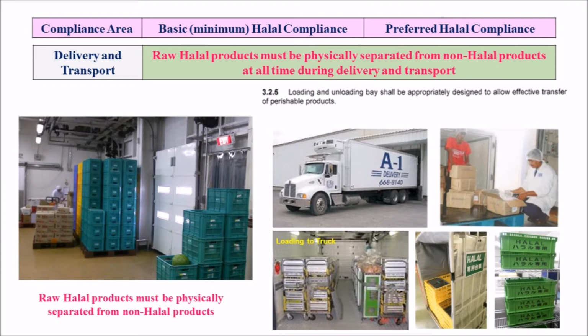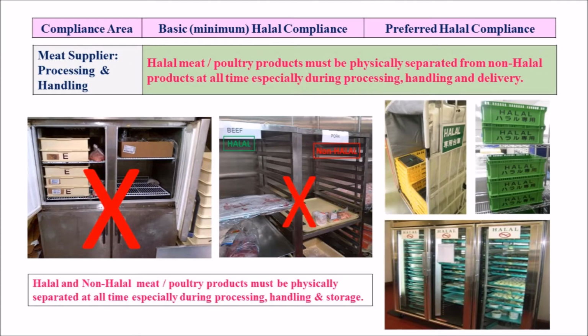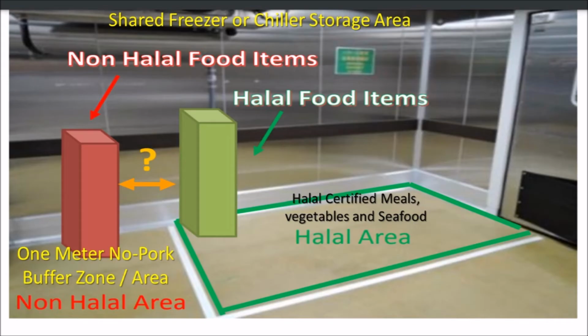Delivery and transport. All raw material, raw halal product must be physically separated from non-halal product at all times during delivery. Raw material product must be physically separated during receiving at the receiving area and stored at the dedicated area: dry store, freezer, and chiller. Meat and poultry product physically separated, to avoid any possibility of cross-contamination and mistake. So by practicing this physical separation of halal and non-halal.